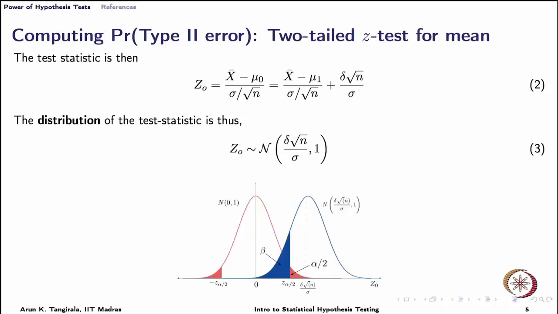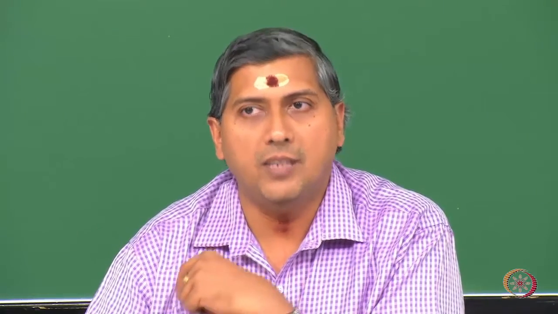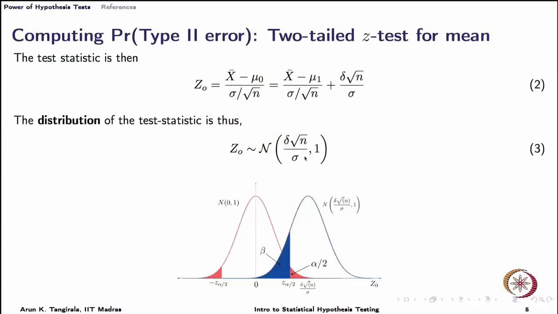Now, what is the situation? H naught is false, that is, the true mean is mu 1. The distribution of the test statistic still follows a Gaussian distribution, but with a different mean. What do we mean by a different mean? If delta was 0, that is, if mu naught was the same as the truth, we know that Z observed has a standard Gaussian distribution with mean 0. But now the mean is shifted, and the mean shift is delta root n by sigma.